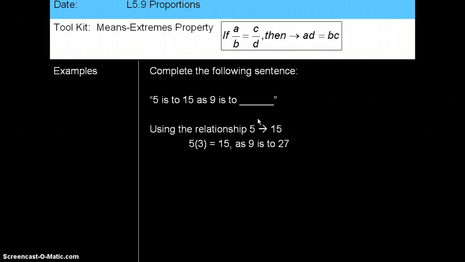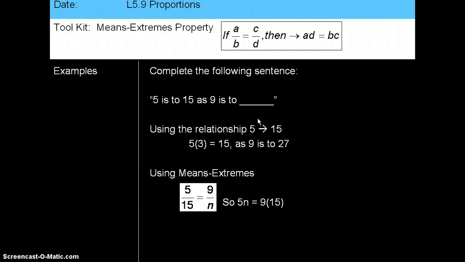So how does 5 go to 15? Well, it would be 5 times 3. So that would mean that 9 is to 27, or 9 times 3. If we want to use the means extremes property, we just set it up. 5 over 15 equals 9 over n, which would tell us that 5 times n is equal to 15 times 9, or 5n equals 135. Solving by division, we find out that n equals 27.